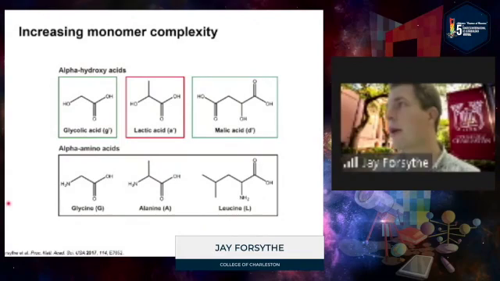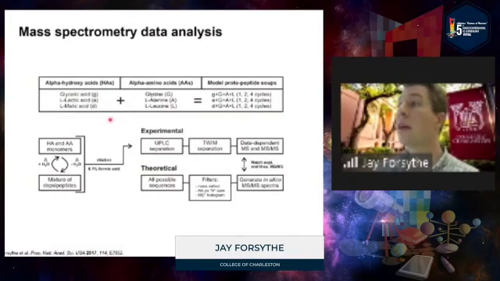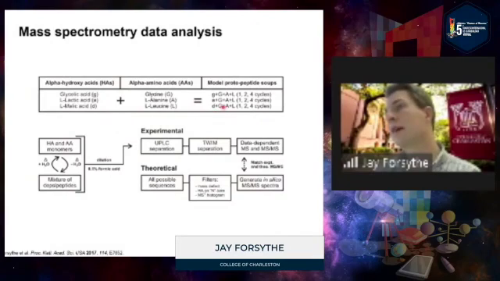So the last thing I want to talk about, I don't have much time, is a paper we published in PNAS in 2017 with more complex combinations of hydroxy acids and amino acids. We have glycine, alanine, leucine, and then hydroxy acids: glycolic acid, lactic acid, and malic acid. We did a combination of all of these after 1, 2, and 4 cycles.